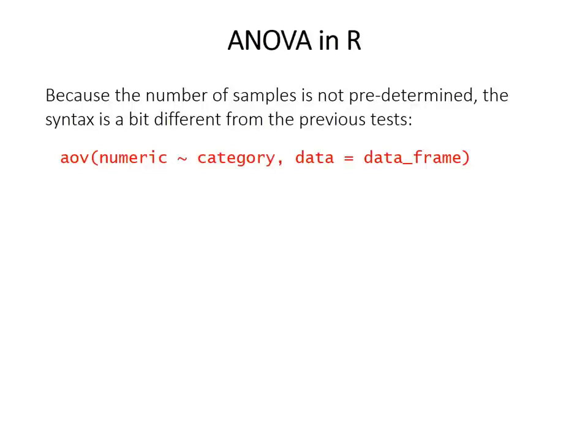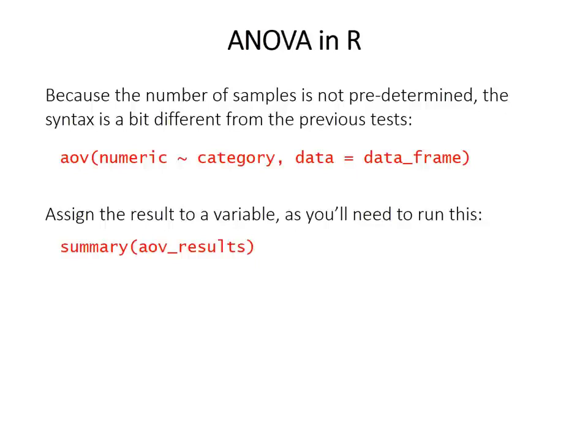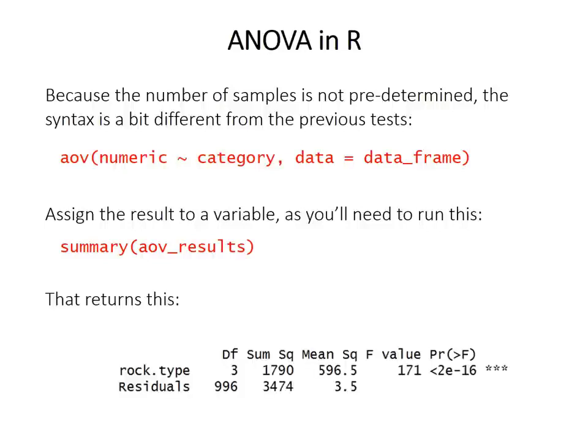So one thing to do is to make sure to assign this result of the ANOVA to a variable in R so you can store it. For 2 reasons. One is that you'll need to run this summary function to see the full details of the results, and in that case you'll get something that looks like this.